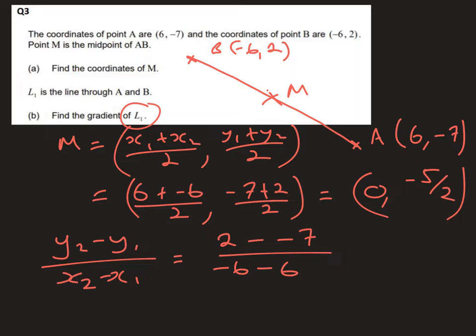So that's going to simplify to 2 minus minus 7, which is obviously the same as plus 7. So that's going to be 9 over minus 6. Minus 6 is minus 12. And that is going to simplify to negative 3/4.